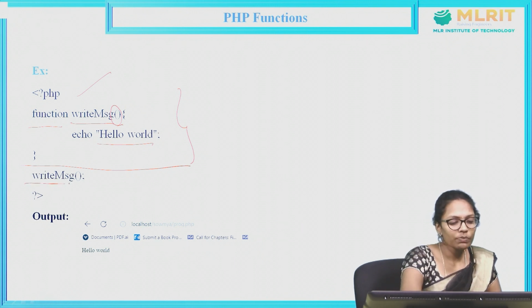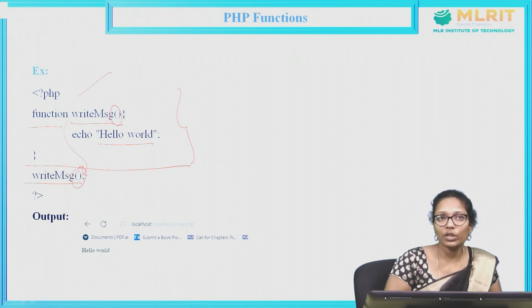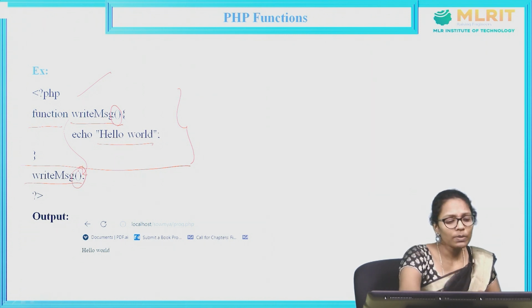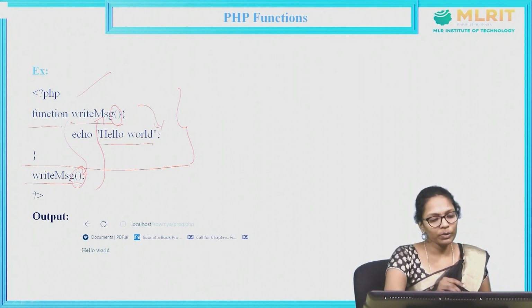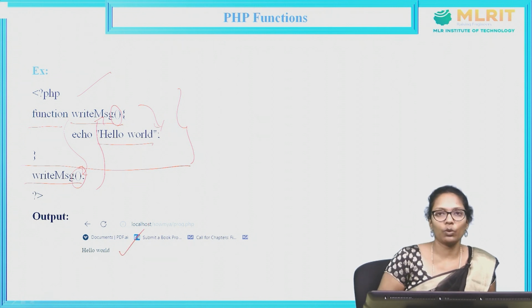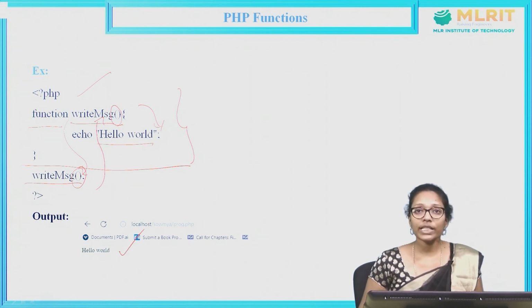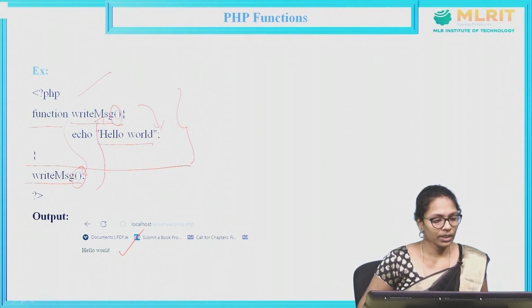So I'm calling this function. What is the function name? writeMessage. I don't have any parameters here, so I'm not passing any parameters. Simply write writeMessage, and it will call this function. So this function will execute and print the message, hello world. The output for this program is hello world. We'll see the execution of all these programs at a time.